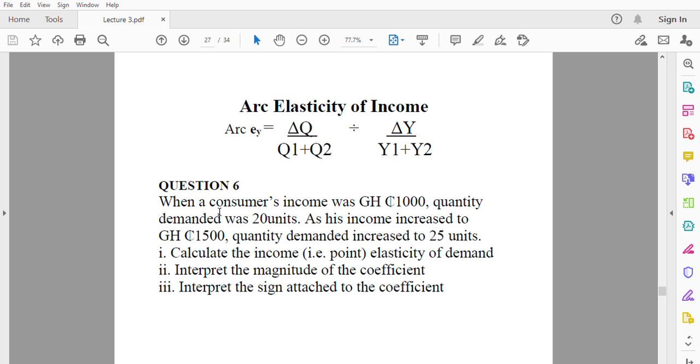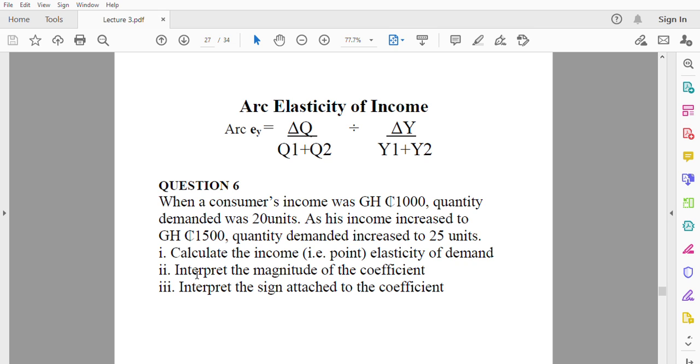Now let me get back to question 6. I know you can calculate the income point elasticity of demand. Now the second is interpret the magnitude of the coefficient. So tell me, if you calculate and you get a positive, is it an inferior good or is it a normal good? If you calculate and you get a negative, is it an inferior good or a normal good? That even answers the third question. So the sign will show whether it's a normal good or an inferior good. Let me just remind you, if you calculate and you get a positive, that means the commodity is a normal good. If you calculate and you get a negative, it is an inferior good.